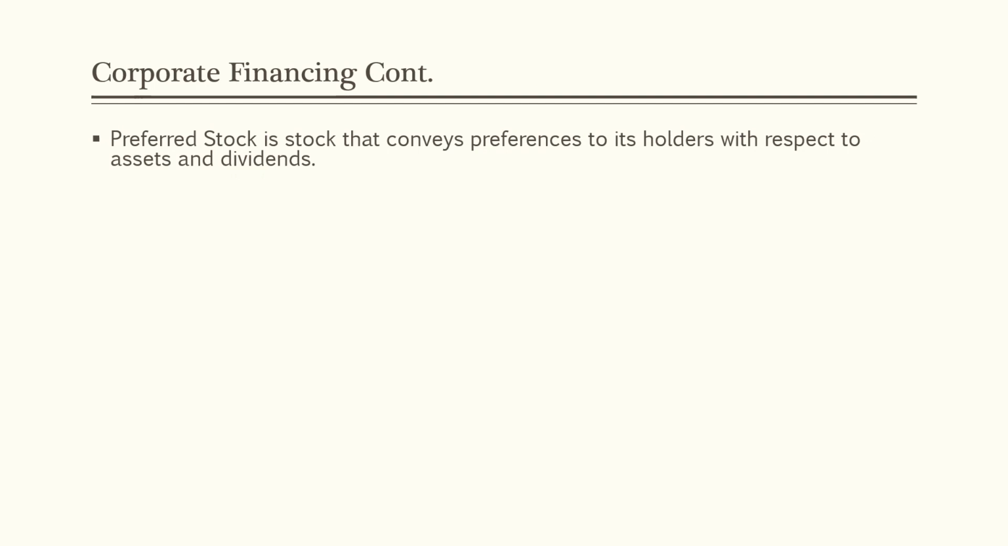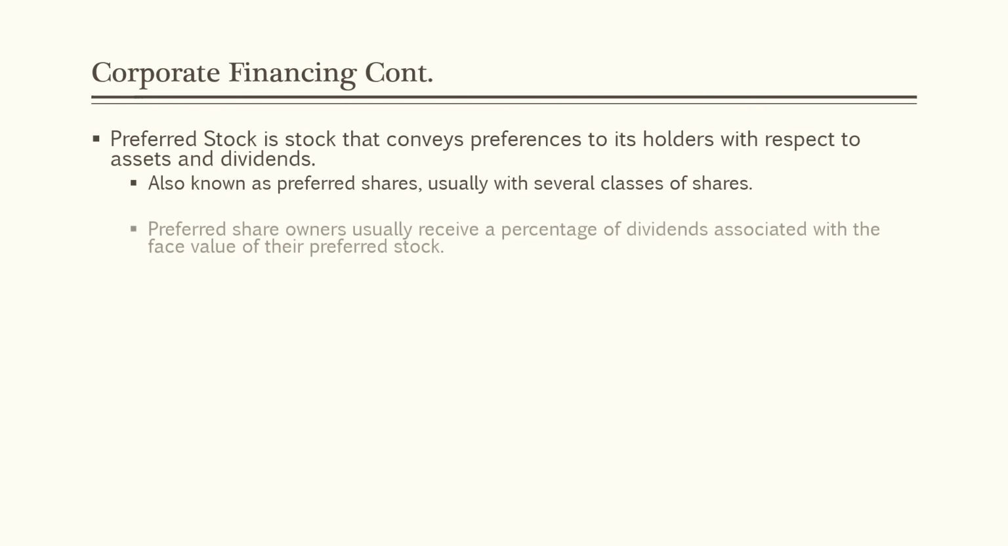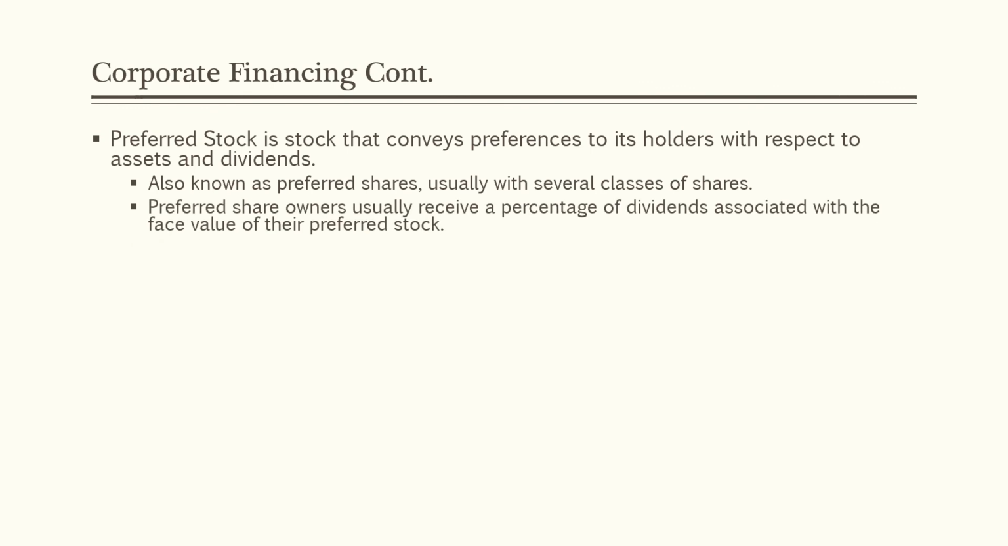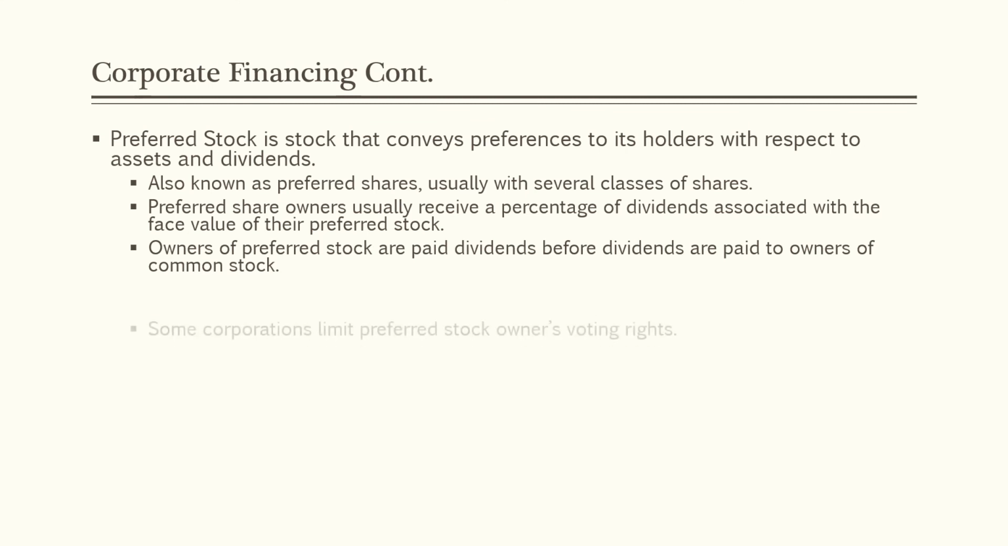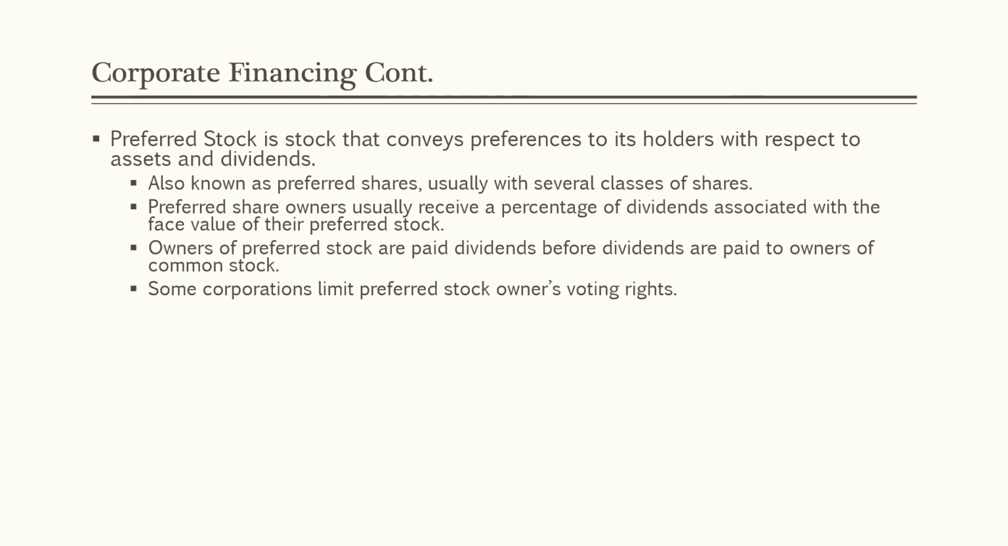Preferred stock is stock that conveys preferences to its holders with respect to assets and dividends. These are also known as preferred shares, usually with several classes of shares. Preferred share owners usually receive a percentage of dividends associated with the face value of their preferred stock. Owners of preferred stock are paid dividends before dividends are paid to owners of common stock. Some corporations limit preferred stock owners' voting rights.